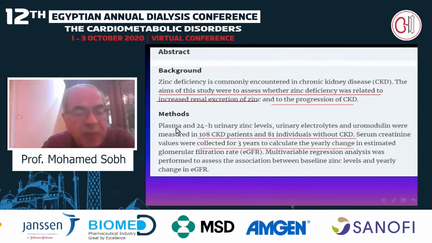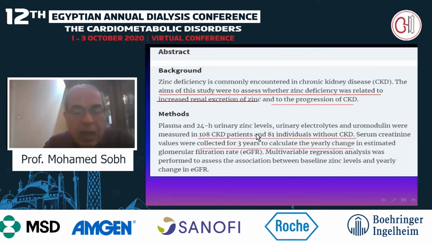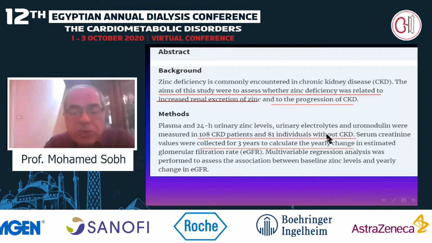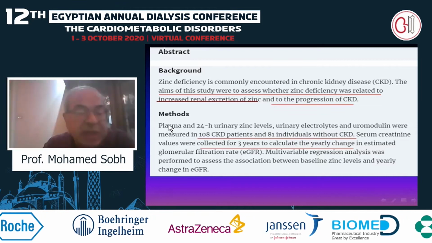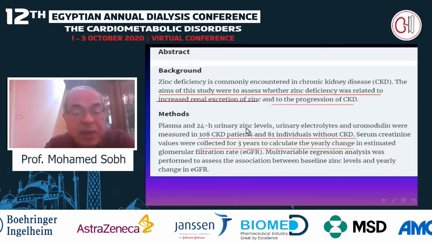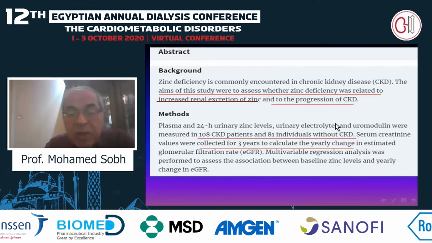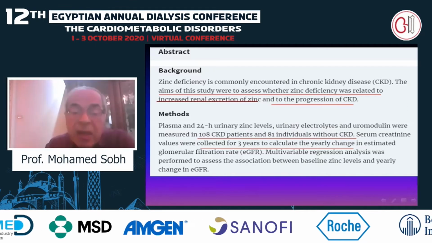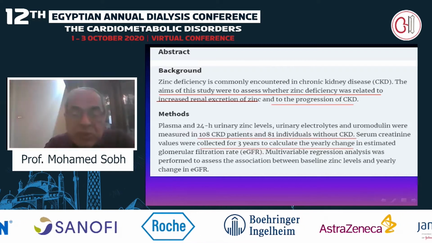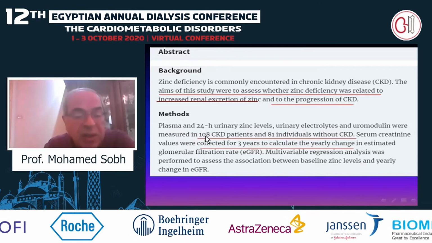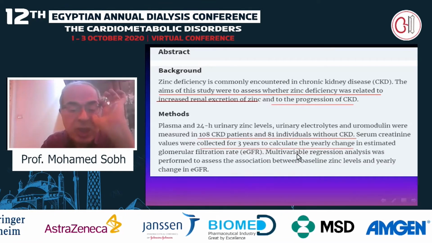What they did, they used 108 patients with CKD, and they used 81 persons as healthy control. And they measured plasma zinc, 24-hour urine zinc excretion, and of course serum and plasma excretion, urine electrolytes, and they used uromodulin as a marker of integrity of the tubule. Also, serum creatinine was measured regularly over 3 years to calculate the yearly change in estimated GFR.